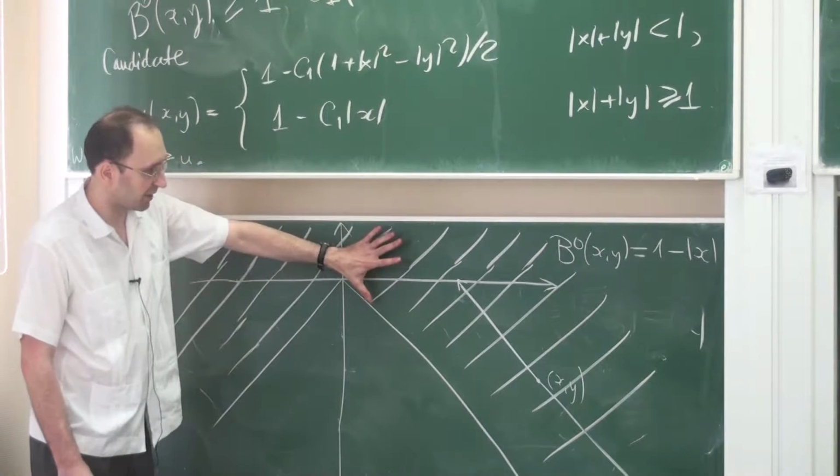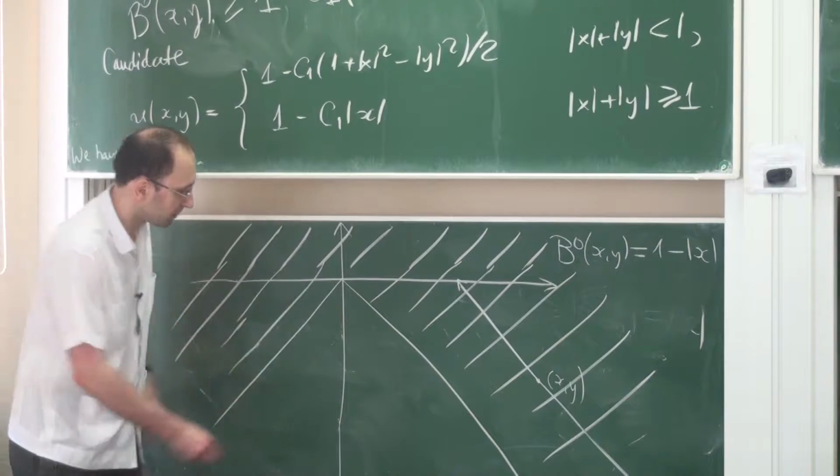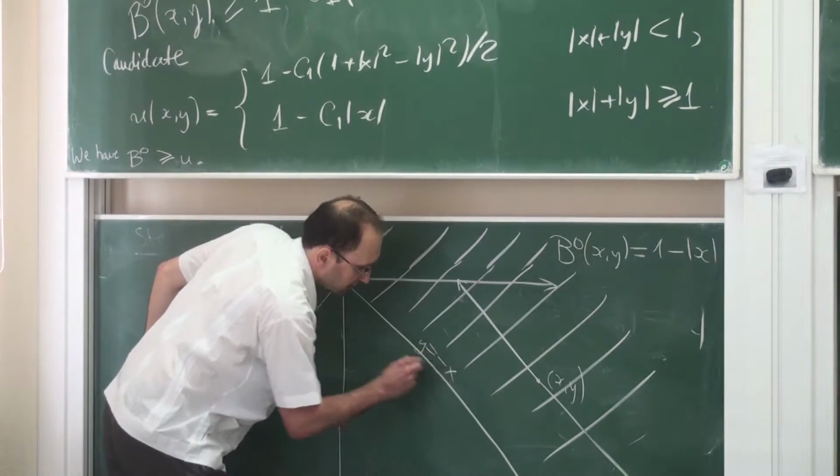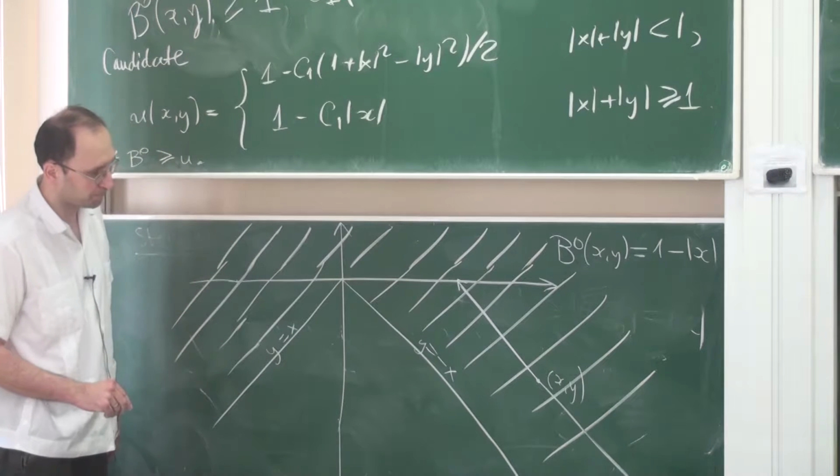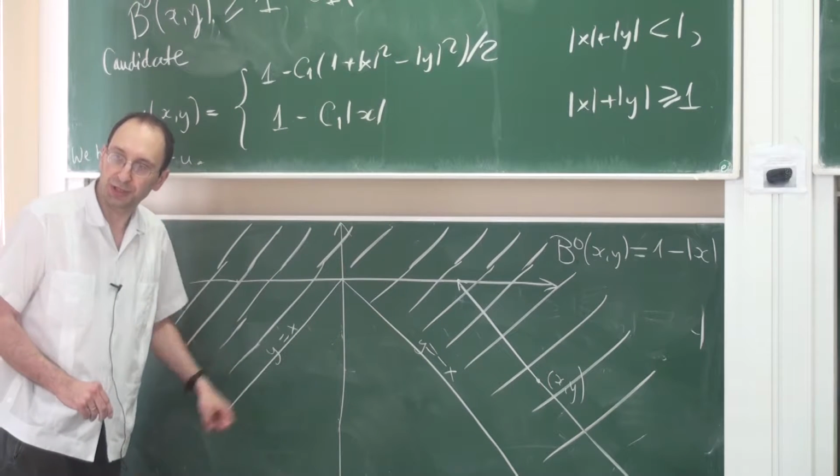So we have this Bellman function here outside this angle. Here this is y equal to minus x, and this is y equal to x. All right, so how do we proceed here?